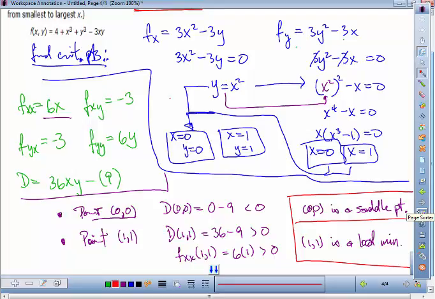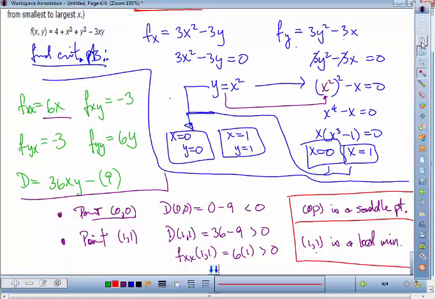Now, if we actually want to find a value, what do we do? Plug it back into the function. Plug 0, 0 into the function, plug 1, 1 into the function. Actually, plugging a saddle point into the function is not too interesting, but to get the height, or in this case, the lowest point, you can plug 1, 1 into the original function, and that'll tell you how low your minimum is. All right?